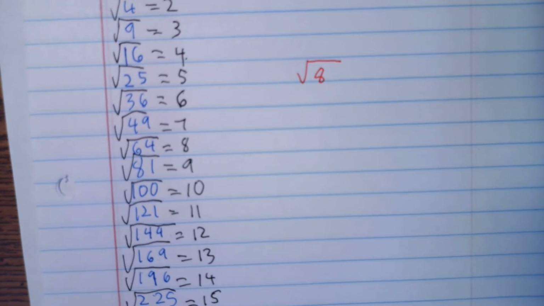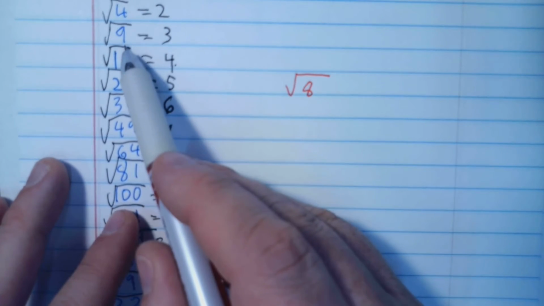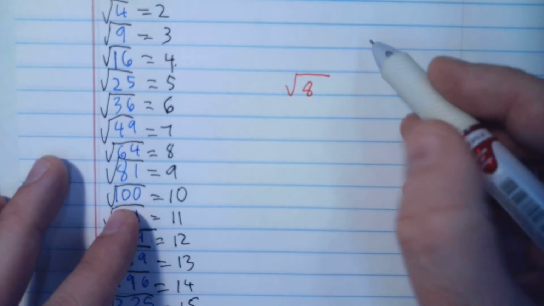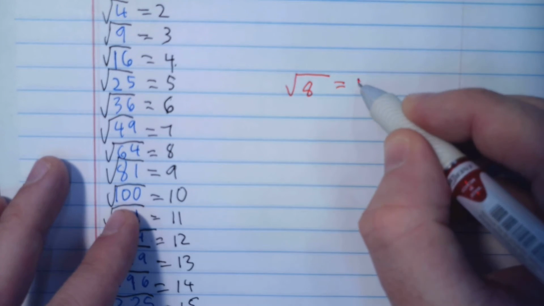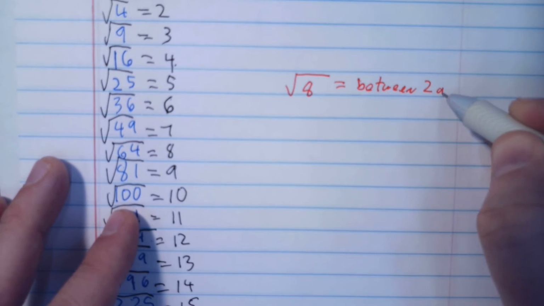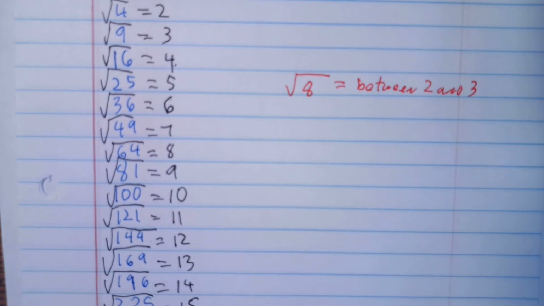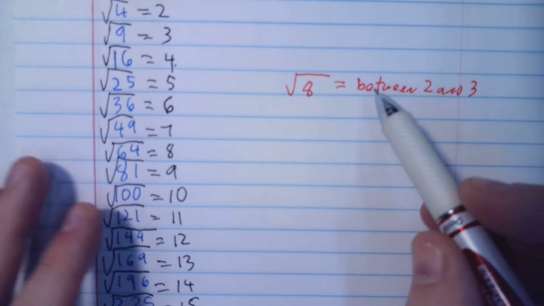Square root of 8. Is that a perfect square? It's definitely not a perfect square. Square root of 8 would be somewhere in between square root of 4 and square root of 9, right? So the answer would be somewhere between 2 and 3. Okay, do you guys remember doing something like that? Where we're kind of estimating what the answer should be. Of course, you can put it in your calculator and get the right answer, but we're going to learn how to do this, what we're about to do, without a calculator. Okay, so that's what we want to identify.